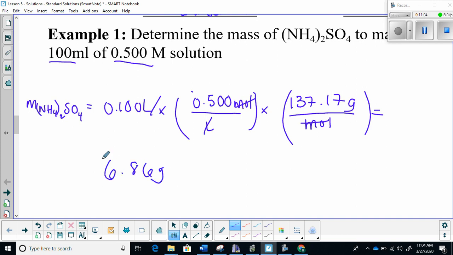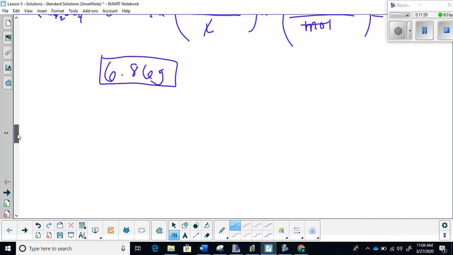6.86 grams. Now, in a lab setting, these decimal points are dependent on how many decimal points you will have on your scale. So if you have 1, then you'd probably have 6.9 grams of this. The more decimal points you can have on a scale, the more accurate your concentration will be, okay? For our lab setting, let's say it's 2 decimal places.